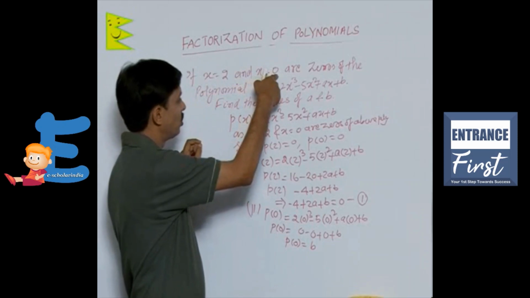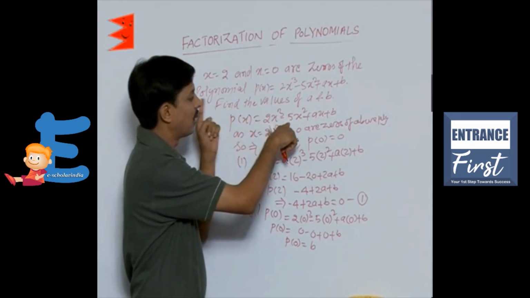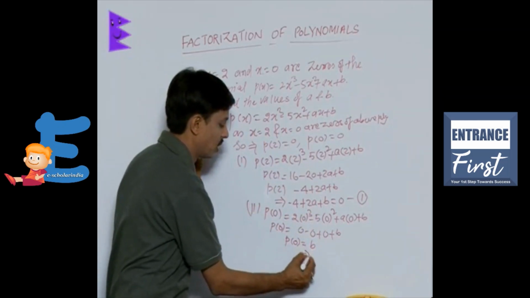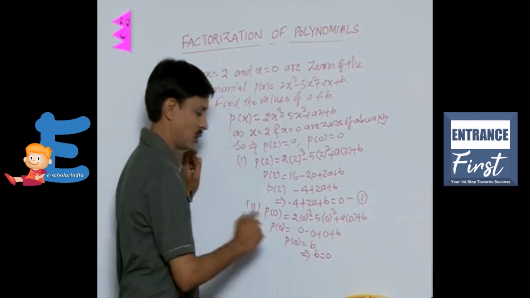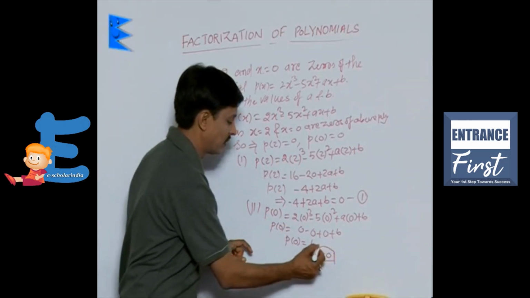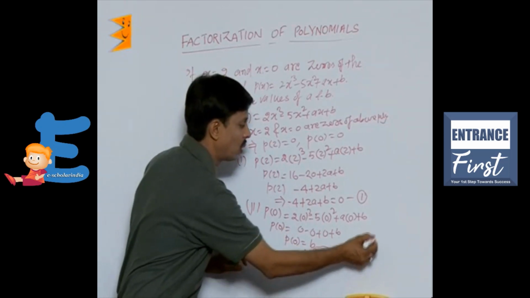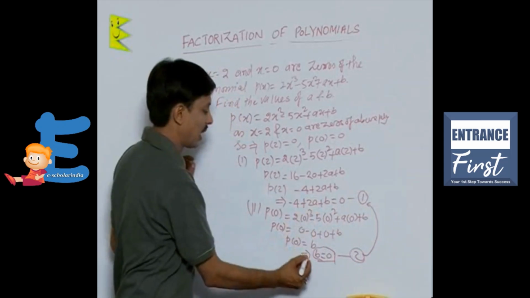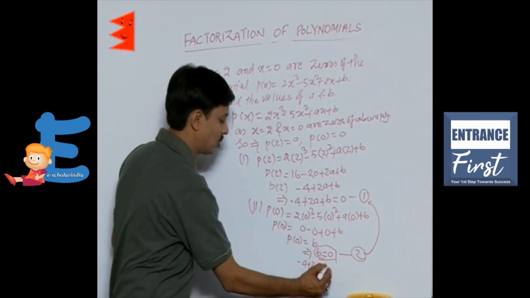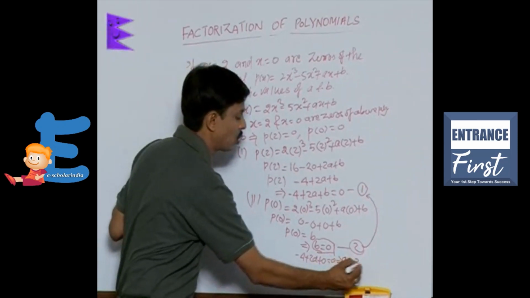But x = 0 is a zero of this polynomial, so the answer obtained by putting x = 0 has to be equal to 0. This implies b = 0. b = 0 is one of the answers. If I put b = 0 from equation 2 into equation 1, I will get −4 + 2a + 0 = 0, which implies a = 2.